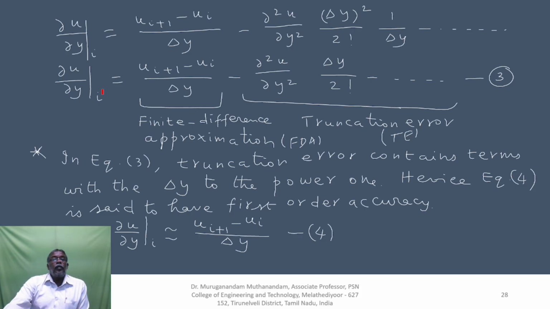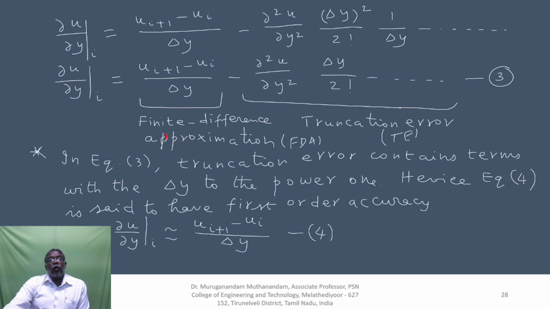During the calculation of this differential quotient, this is called partial differential quotient. The quotient is the ratio between partial u and partial y, partial u upon partial y. In calculating this value, we use only this finite difference approximation. Why is it called finite difference approximation? First of all, it is an approximation because we are going to neglect all the other terms which are under the truncation error. We are going to use only these two terms.